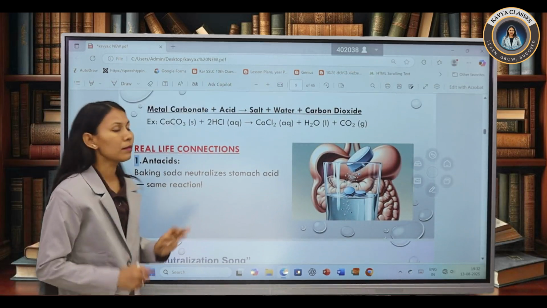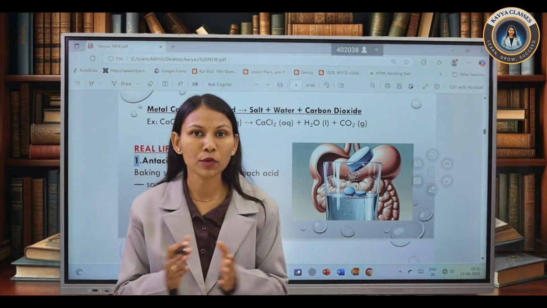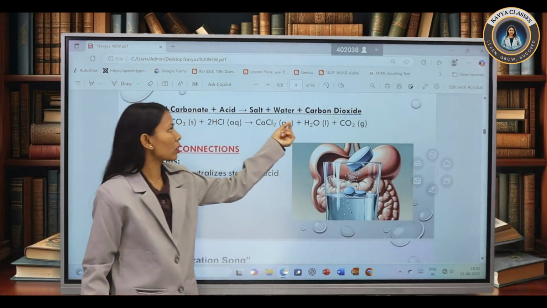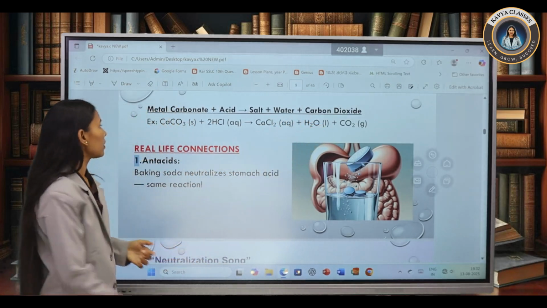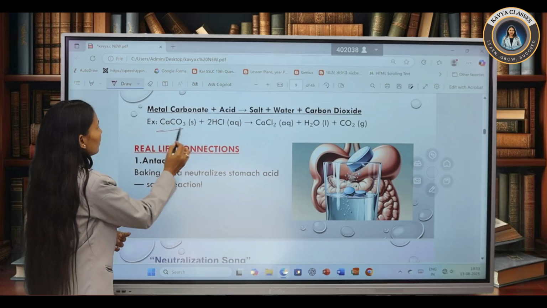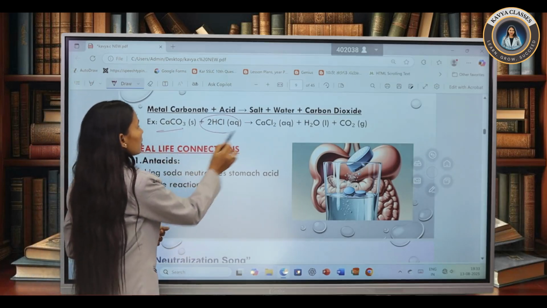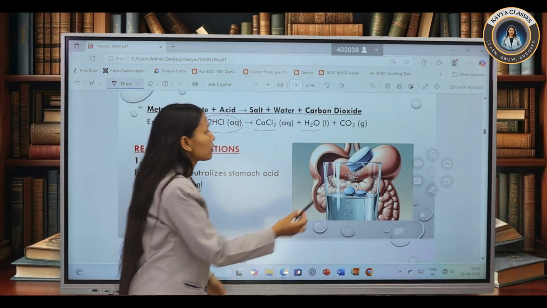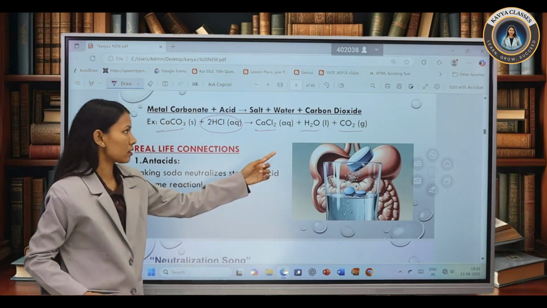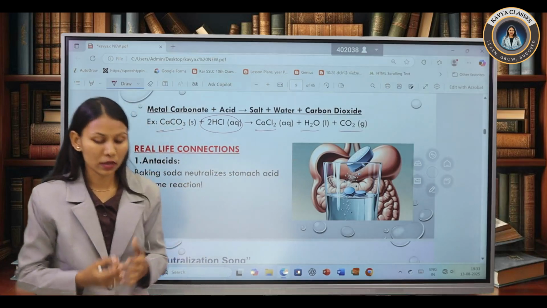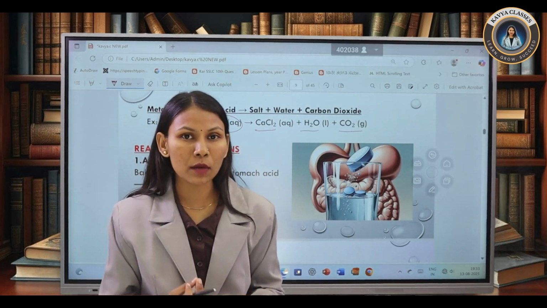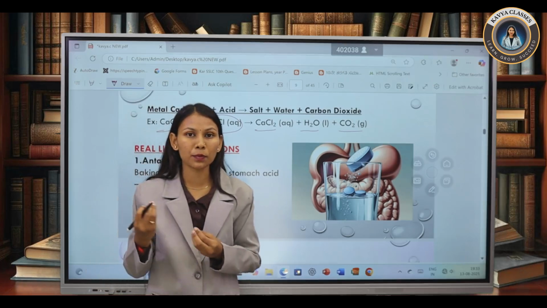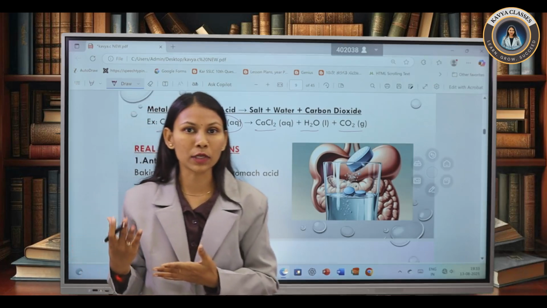Okay, what happens when metal carbonate reacts with acid? Same process. When a metal carbonate reacts with the acid, they also form salt, water, as well as carbon dioxide. Let's see one example, that is CaCO3, calcium carbonate. When it is reacted with the acid, that is HCl, it forms calcium chloride, water, as well as carbon dioxide gas. So that gas is being released. So I hope you understood that when metal carbonates and metal hydrogen carbonates react with the acid, they produce salt, water, as well as carbon dioxide.